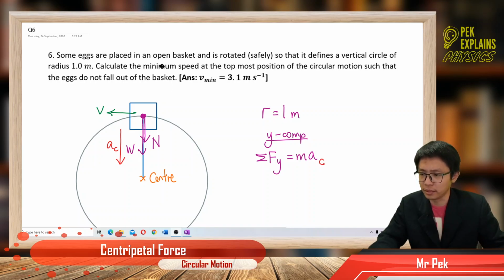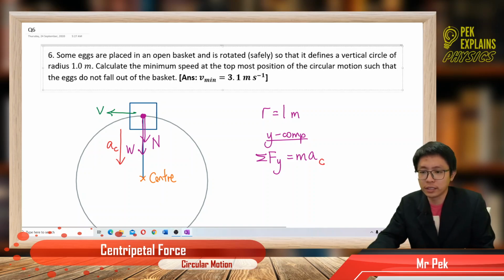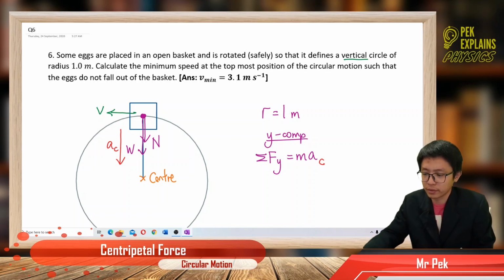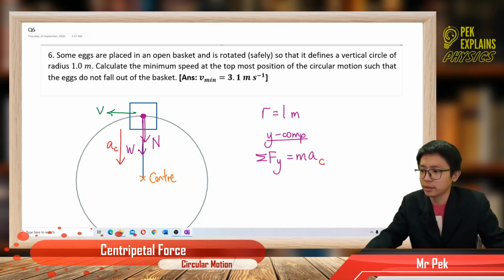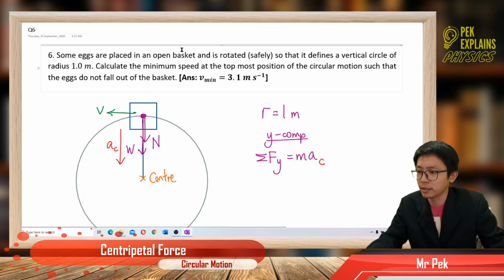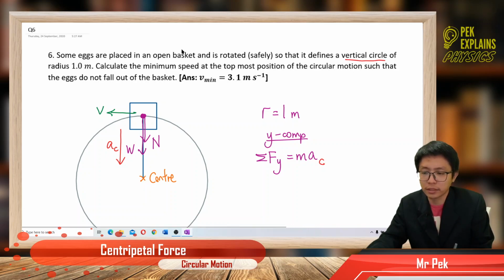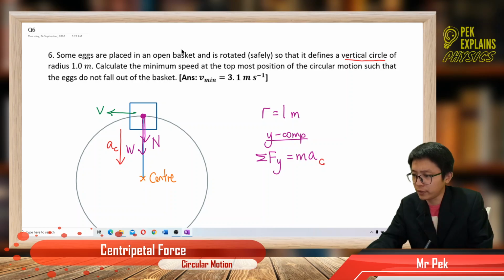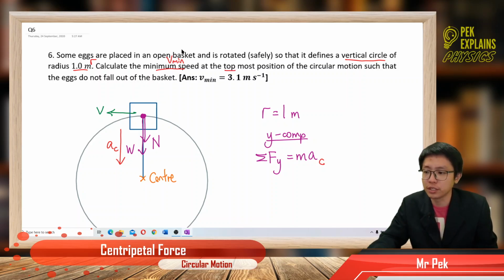Okay, again, you have a top position and a bottom position in a vertical circle. So this is again a vertical circle question. We have the radius r. He asks us to find the minimum speed. At where? At the top position, so that it does not fall out from the basket.